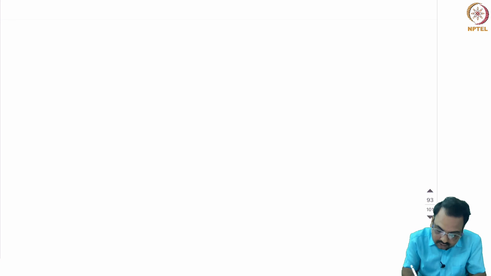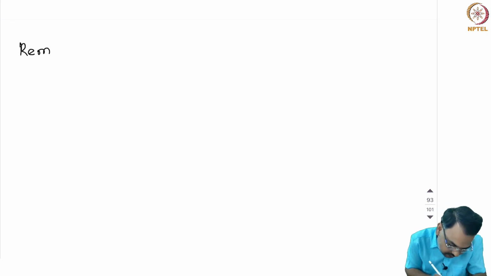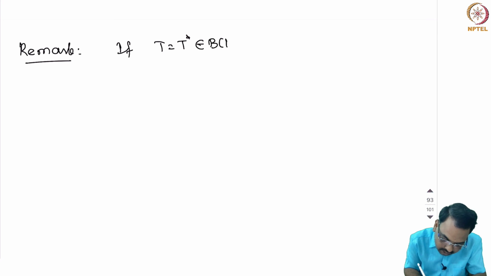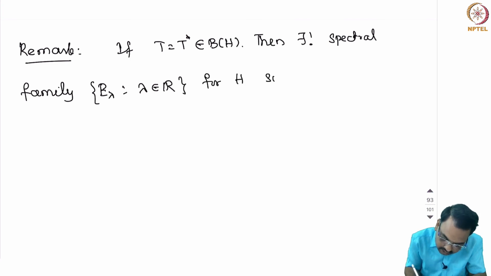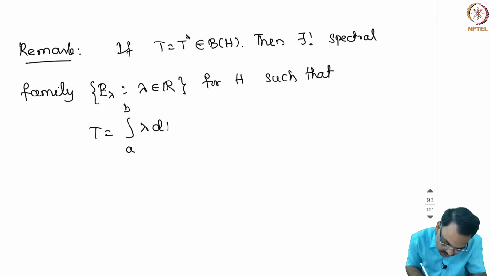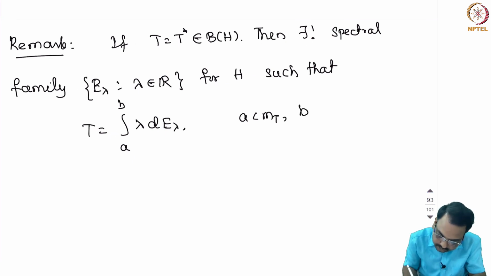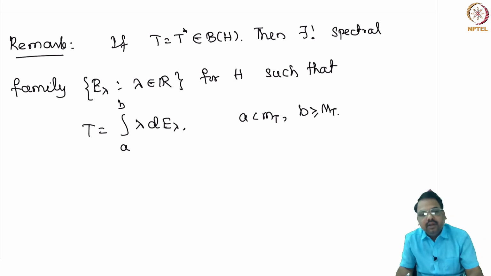So if T is a self-adjoint operator, then there exists a unique spectral family E lambda for H such that T can be written as the integral from a to b of lambda dE lambda, where a is less than or equal to T and b is bigger than or equal to T. Okay. So this can be proved using the right continuity property.